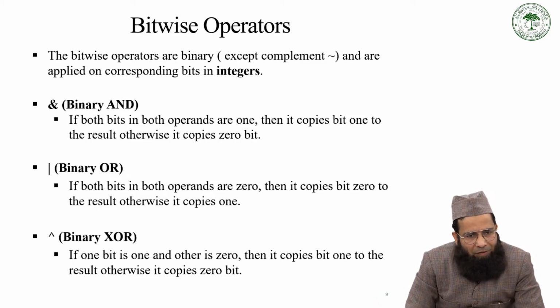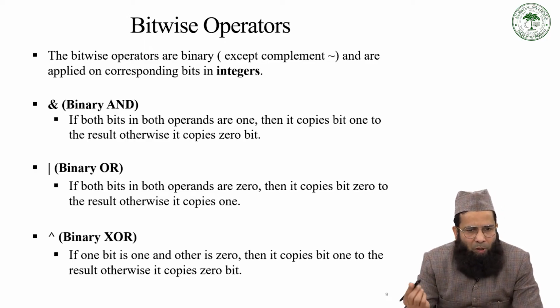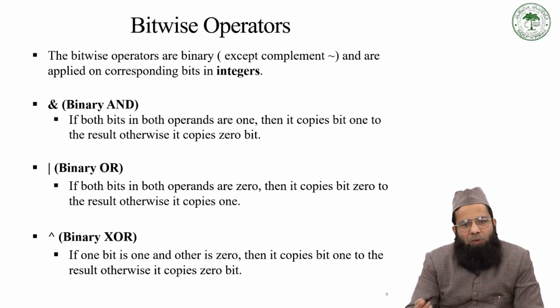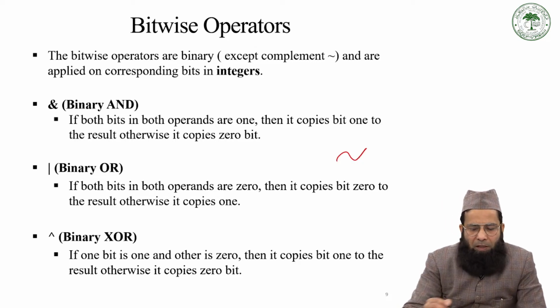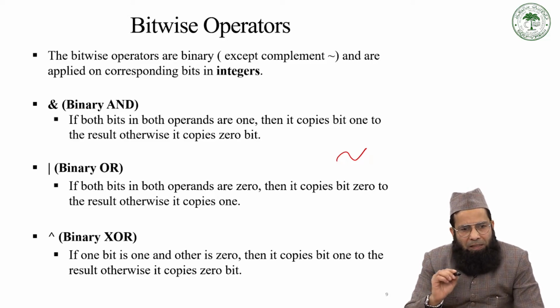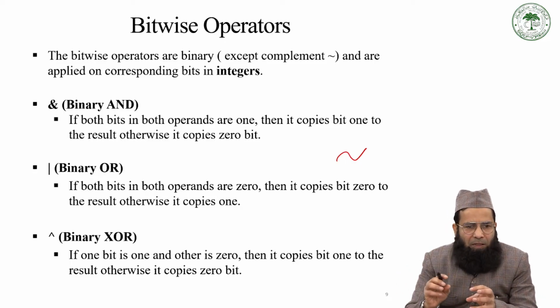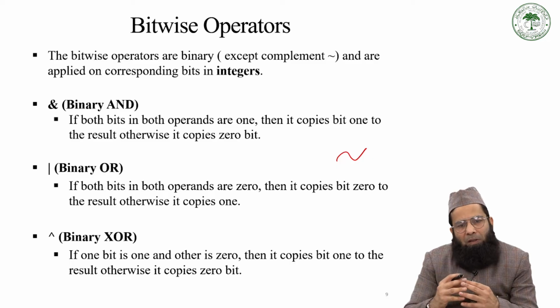Then there are certain bitwise operators as well. The bitwise operators are binary except the complement operator. There is a complement operator, which is used for, suppose, one's complement, two's complement. We can use this particular operator, and this is for two's complement in Python. These are applied on corresponding bits in integers actually. So binary operators like binary AND or XOR and complement will all be applied on bits.